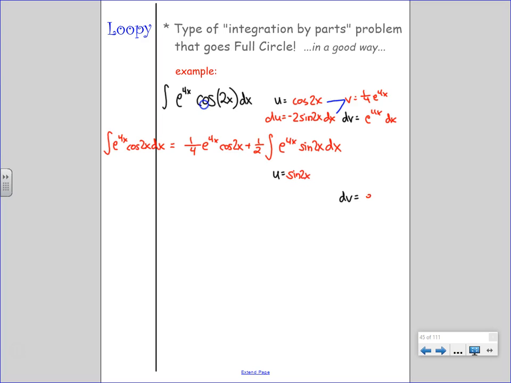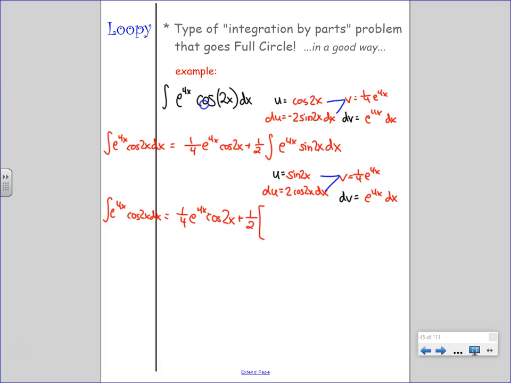Sine of 2x times e to the 4x dx. You got 2 minutes. v is equal to 1/4 e to the 4x. du is equal to 2 cosine of 2x dx, right? Sweet. So this integral, e to the 4x cosine of 2x dx. And if you're wondering why I'm writing it, just wait. 1/4 e to the 4x cosine of 2x plus 1/2 times.